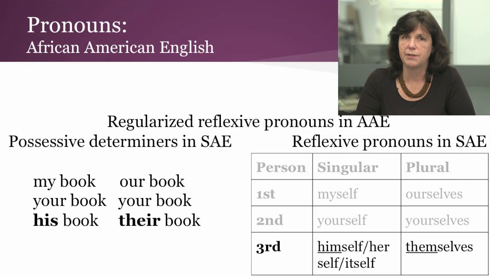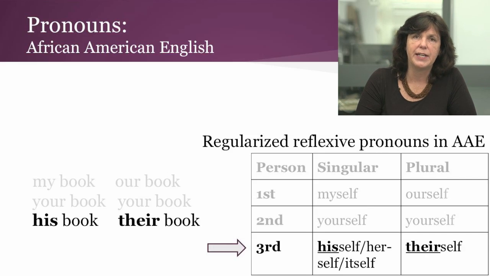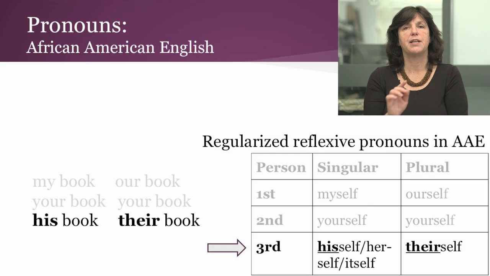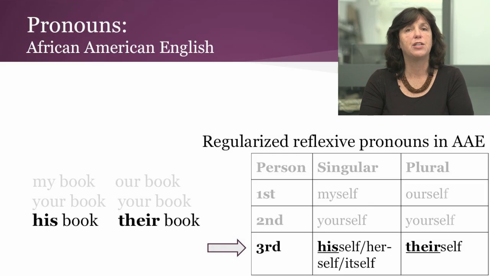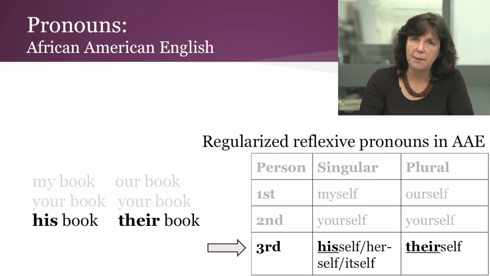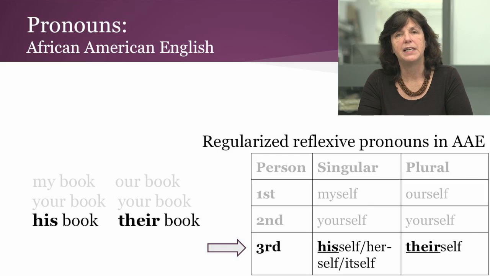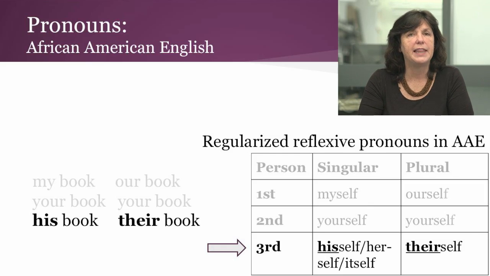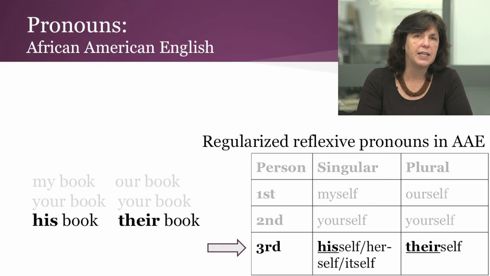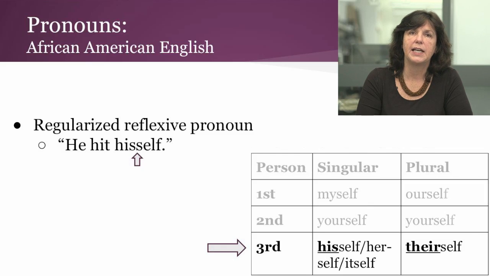reflexive pronouns. In African American English, these reflexive pronouns are regularized by using the third person singular and plural possessive determiners. So himself becomes his self, and themselves becomes their selves. We also see use of the suffix self in both singular and plural forms. So you might see an utterance like, he hit hisself.